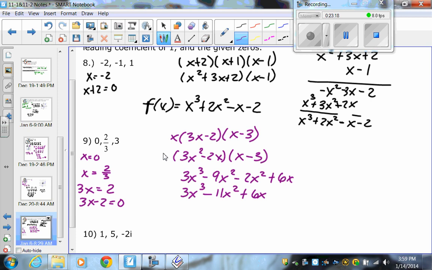Next thing, the direction said with a leading coefficient of 1. So before we say this is our final answer, here we have a leading coefficient of 3, which means we need to divide everything by 3 to get a leading coefficient of 1. So divide this by 3, this by 3, this by 3. So our answer would be f of x equals x to the third minus 11/3 x squared plus 2x.